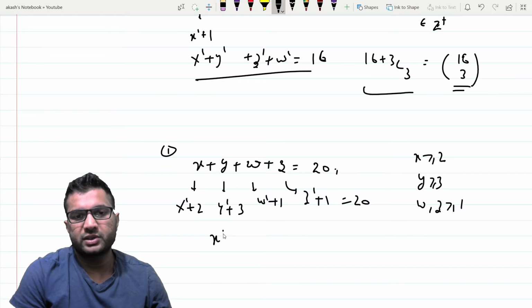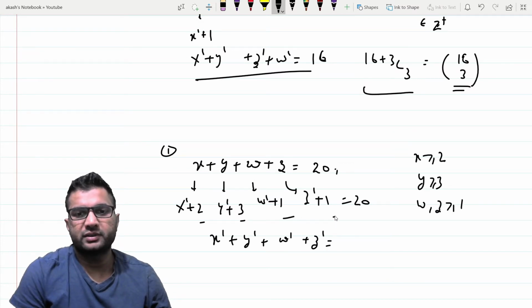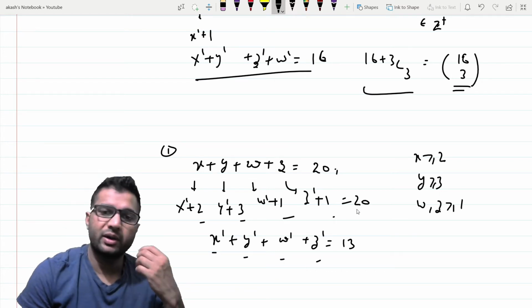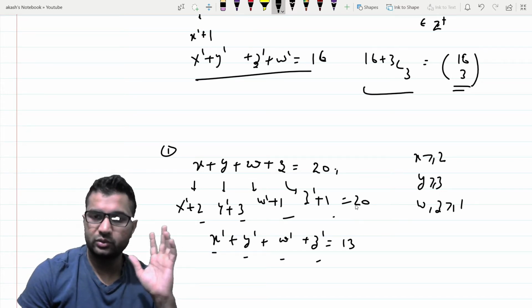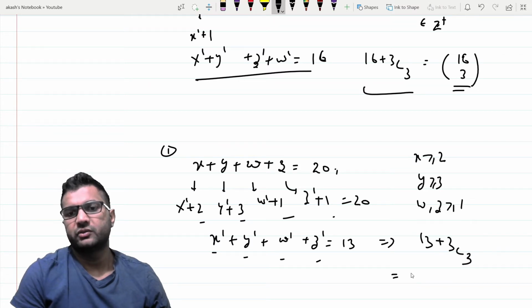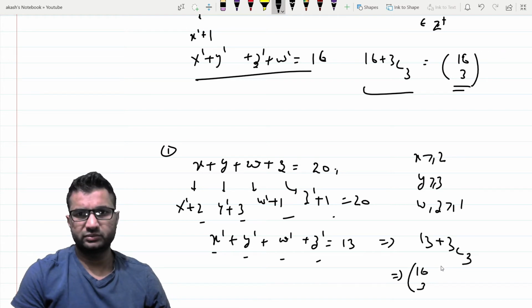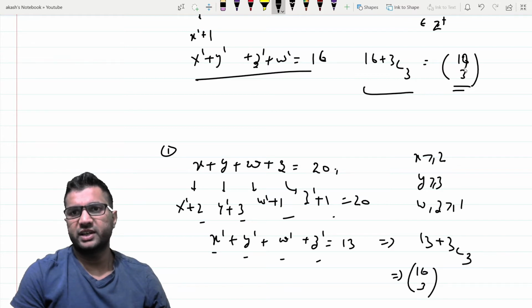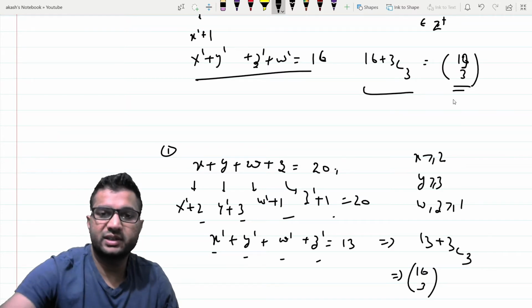So now I have a new equation, x' plus y' plus w' plus z' is equal to 20 minus 2, 3, 1 and 1, which is 13. So this x', y', w', z' can have any value 0, 1, 2, 3, something like that, non-negative integers. So I can again distribute this as 13 plus 3C3, which you can also write as 16C3. Sorry, yes, 16C3. So the answer is 16C3.